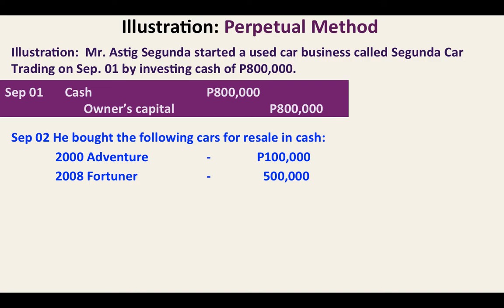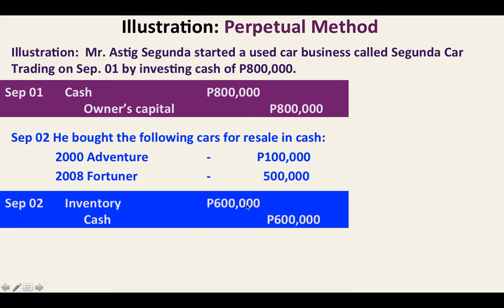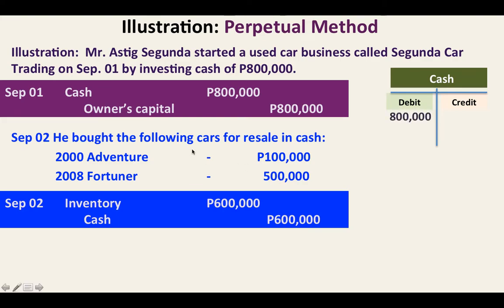So he bought a 2000 Adventure for 100,000, a 2008 Fortuner. So what will be the entry? This is perpetual method, so we will be using the inventory account. So we will debit inventory of 600,000 and credit cash of 600,000. Okay, so these are our journal entries. So class, if we are going to post this in our T account, which is the simplified representation of the general ledger, debit cash of 800,000, credit owner's capital of 800,000.